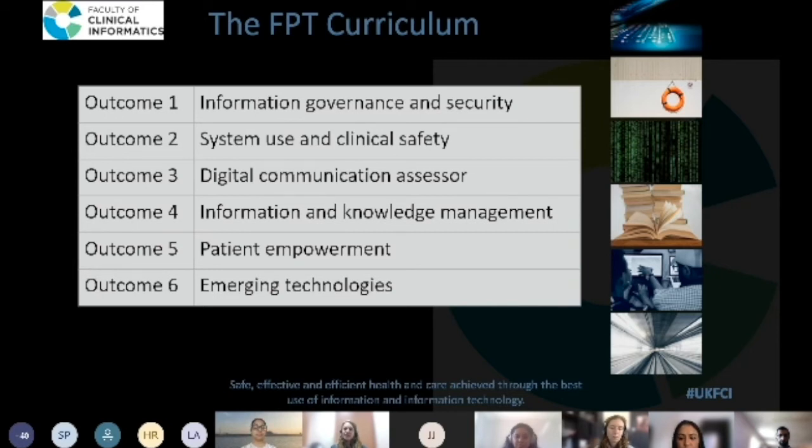And I think comparing them, this links up very closely to the Faculty of Clinical Informatics core competency framework, and they marry up quite nicely.